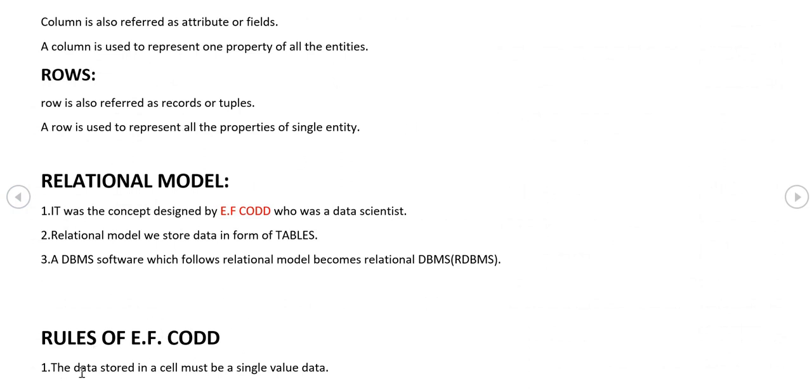The first one is that data is stored in a cell. Cell is very simple. It is a combination of row and column. I will show you in SQL Oracle 11G itself. I will show what is cell, what is row, what is column, and what are attributes and what are records, all those things. Data stored in a cell must be single value data.